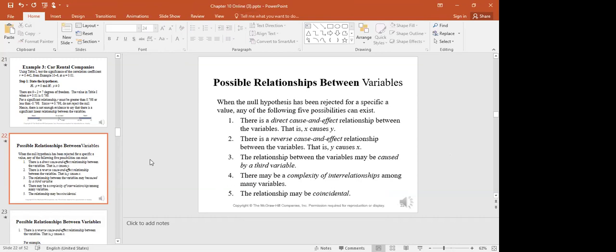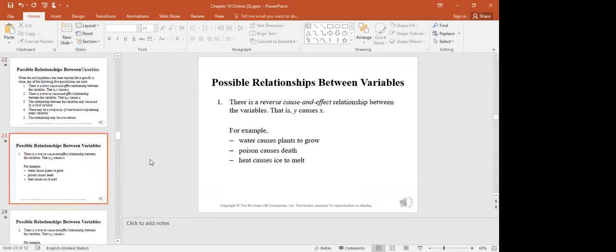So there are several situations in which a relation could exist between two variables. We have the direct cause and effect relationship, that is, x causes y. We have the reverse cause and effect relationship, y causes x. The relationship between the variables may be caused by a third variable, or there may be a complexity of interrelationship among many variables, or the relationship may just be coincidental. So it is not always because there is a statistical relationship that you will conclude that there is a real relationship.